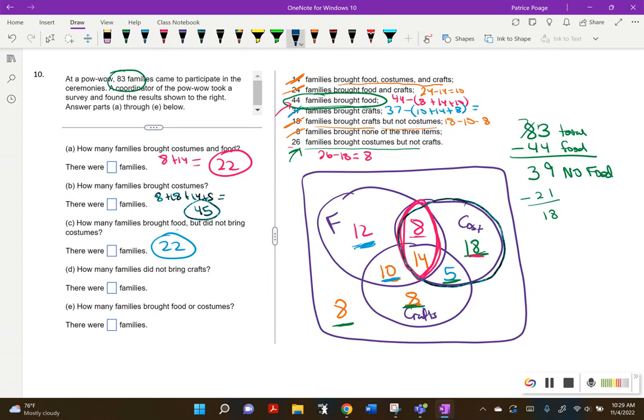Okay. How many families did not bring crafts? So if you completely cover up the craft circle, we're going to add up these other 4 numbers. So if we add up 8 plus 12 is 20, plus 8 is 28, plus 18, we're going to get 46. And then how many families brought food or costumes, which in math means or both. So they brought food or costumes or both. So we want to add all those up together. And we get 67.